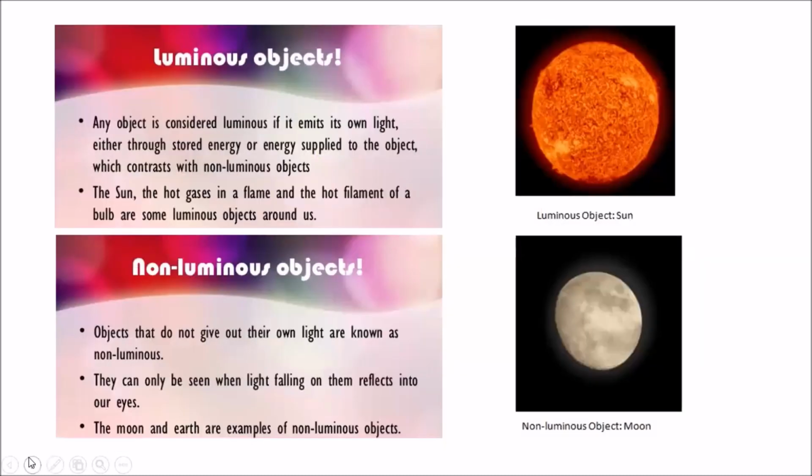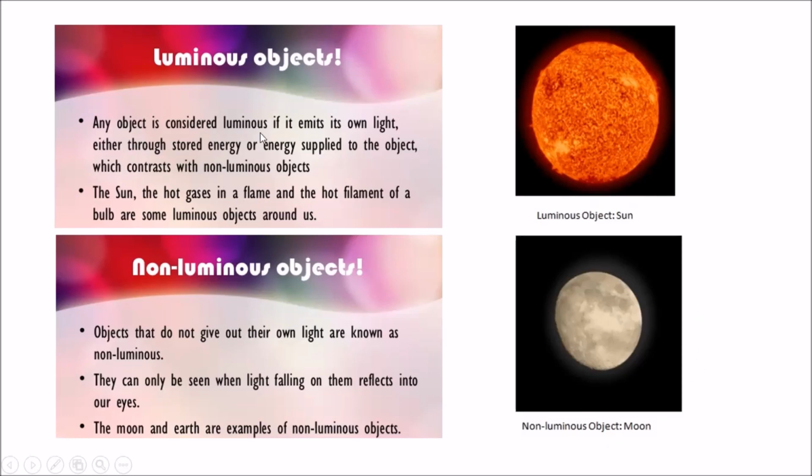Going ahead, when we talk about light, we have objects which are termed as luminous objects and objects which are termed as non-luminous objects. The objects which emit their own light are termed as luminous objects. You can see it on screen. An example is the sun. The objects which do not emit their own light are termed as non-luminous objects. Many a time we have a confusion that the moon is luminous. The moon is giving out its own light because we use the term moonlight. But just to inform you, the moon does not have its own light. It just reflects light from the sun. And that's why we call the moon a non-luminous object.